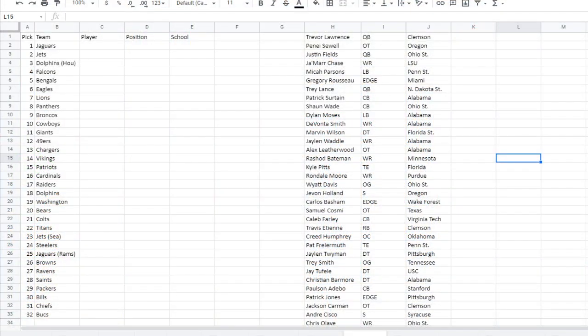All right, so this is generally kind of the start of how it is. You've got obviously your draft order on the left. I've got player, position, school, and usually I'll put something like notes right here, because it makes sense in the moment, then sometimes I'll go to record and it's like, why did I do that? That doesn't make any sense.